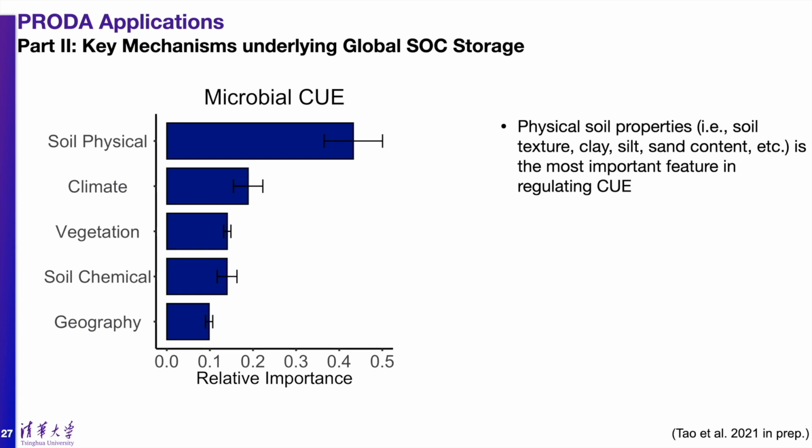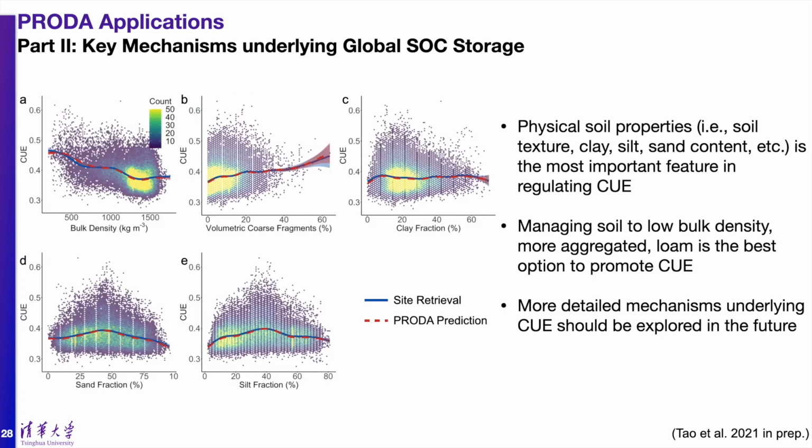PRODA also gave part of the answer. We find that, of all the environmental variables we can possibly propose, soil physical properties are the most important to the spatial patterns of carbon use efficiency. If we look into the details, we can tell that managing the soil into lower bulk density, more aggregated loam will best favor the increase of carbon use efficiency.